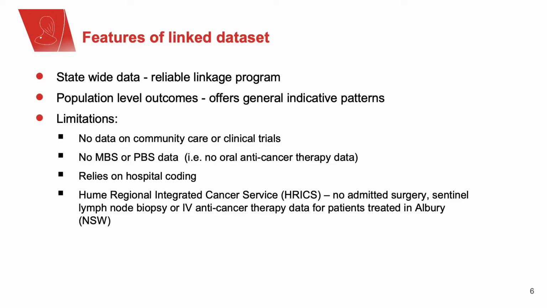The features of the linked data set: it's statewide data, a reliable linkage program, population level outcomes, and offers general indicative patterns, but there are limitations to analysing this data. There's no data on community care or clinical trials, no MBS or PBS data for oral anti-cancer therapy, and it relies on hospital coding, which is usually done by junior medical staff and is driven by DRGs that provide the best income. And we have issues obviously with Albury, where that data is part of the New South Wales data set, even though it's counted as a Victorian hospital.